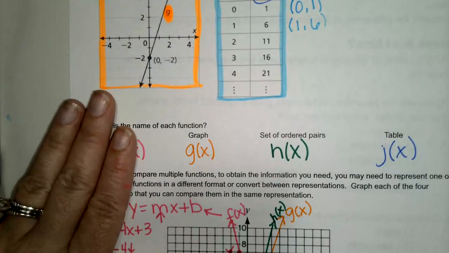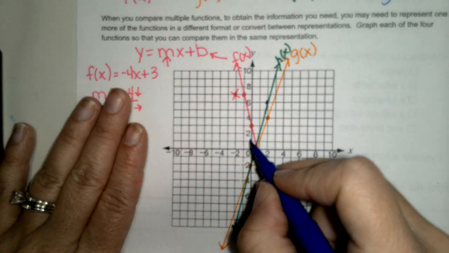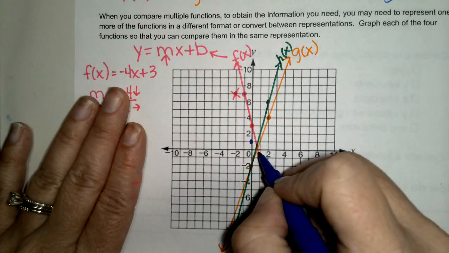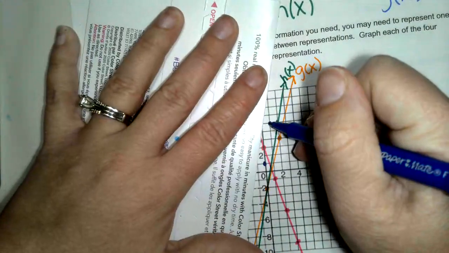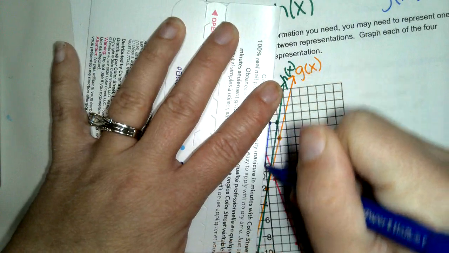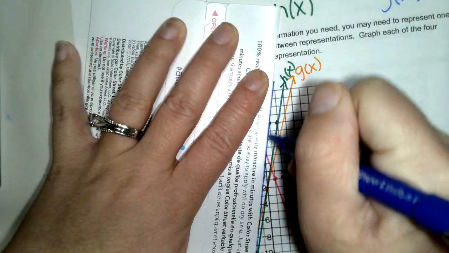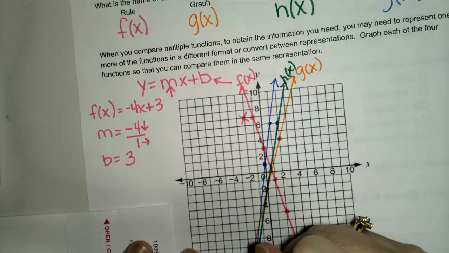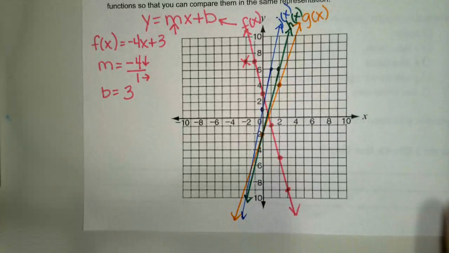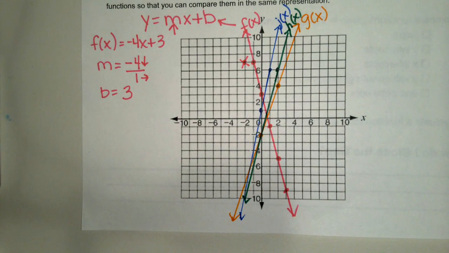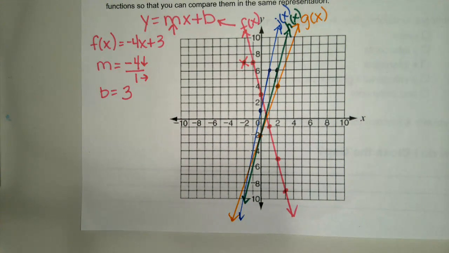So 0, 1 would be plotted right there, 0, 1. And then 1, 6, over 1 up 6, plot that point there. When I connect those 2 points, I'm going to name that one j of x. So now you can see that there are 4 lines on our graph, and now we're going to be able to compare them a lot easier.